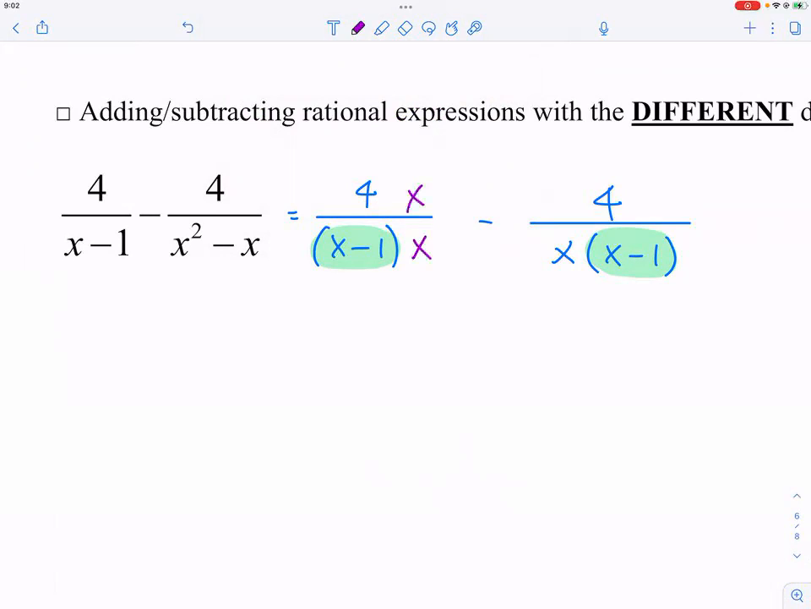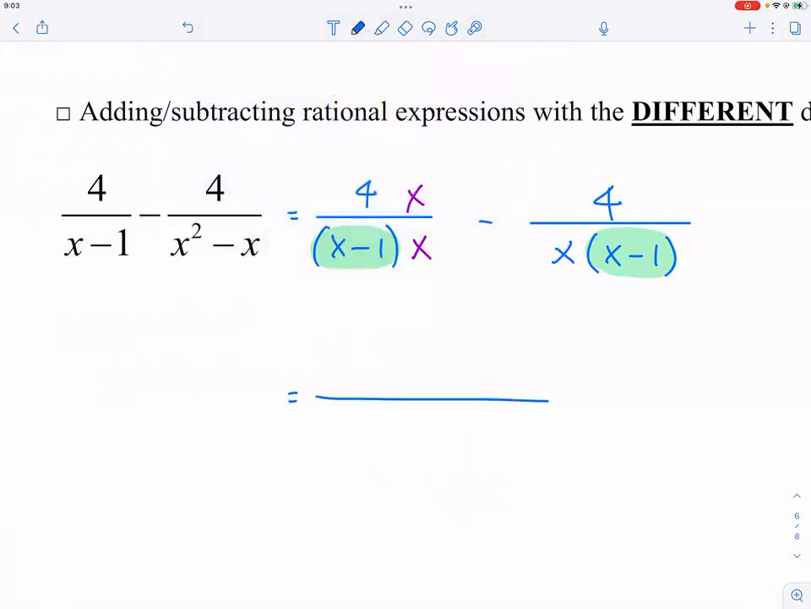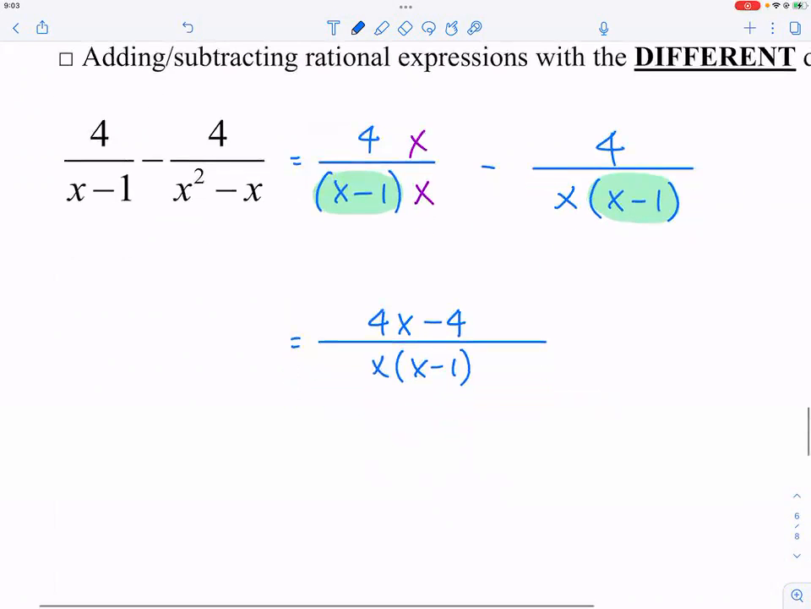So all you need to do is to multiply x over x. Multiply x in the numerator, multiply x in the denominator. So then they would have the same denominator. So you have 4x minus 4. And then you have 4x minus 1, x minus 1.